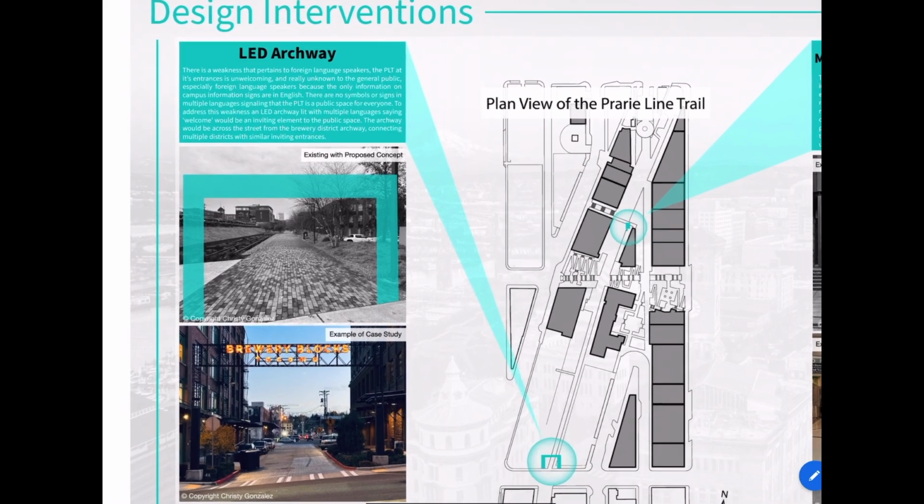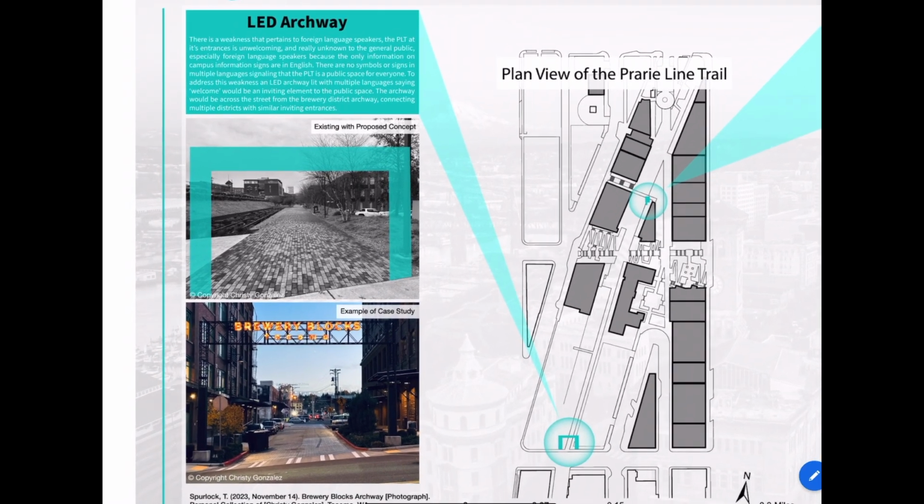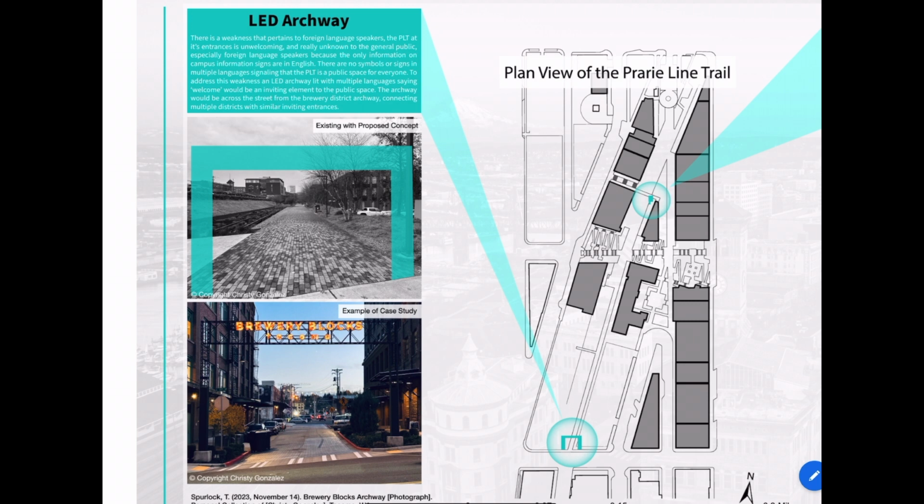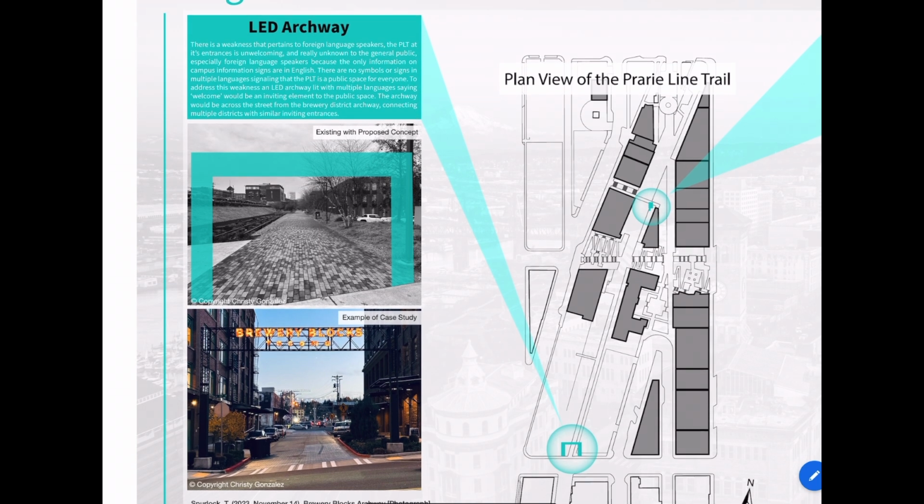LED archway. There is a weakness that pertains to foreign language speakers. The PLT at its entrances is unwelcoming and really unknown to the general public, especially foreign language speakers, because the only information on campus information signs are in English. There are no symbols or signs in multiple languages, signaling that the PLT is a public space for everyone.